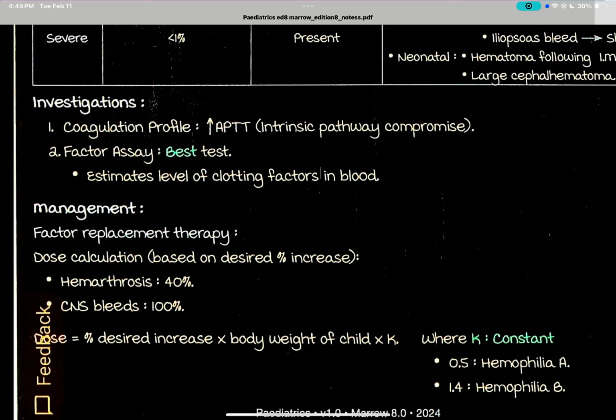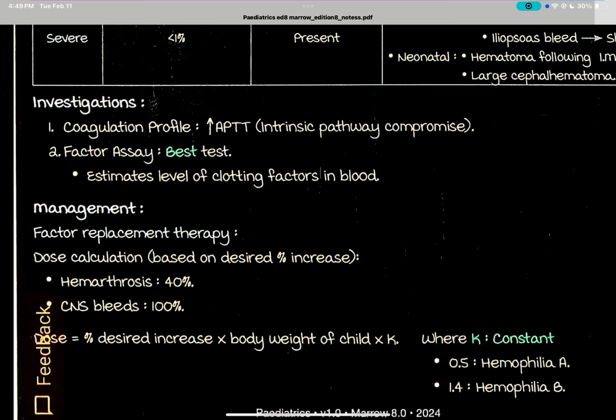So factor replacement therapy, dose calculation is based on desired percentage increase. Hemarthrosis, you need 40%. CNS bleed, you need 100%. Dose is percentage desired increase into body weight of a child into K, where K is a constant. For hemophilia A, it's 0.5, and for hemophilia B, it's 1.4.